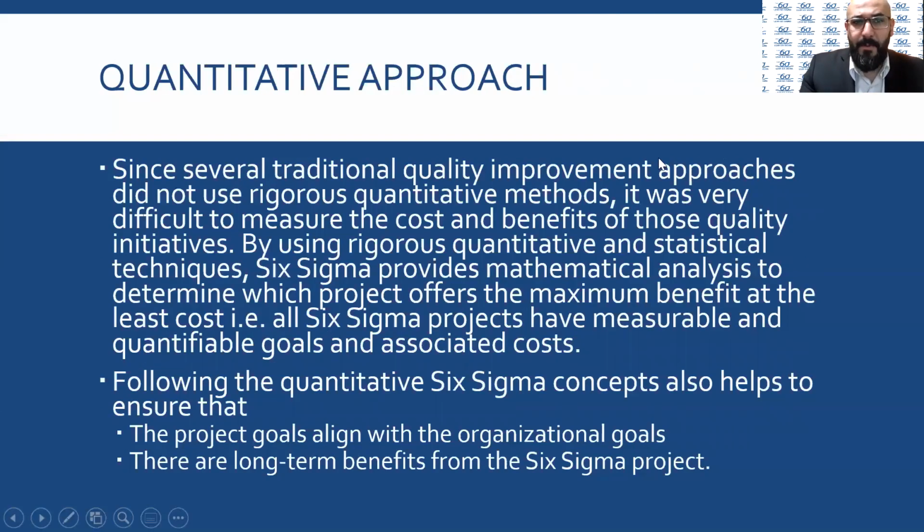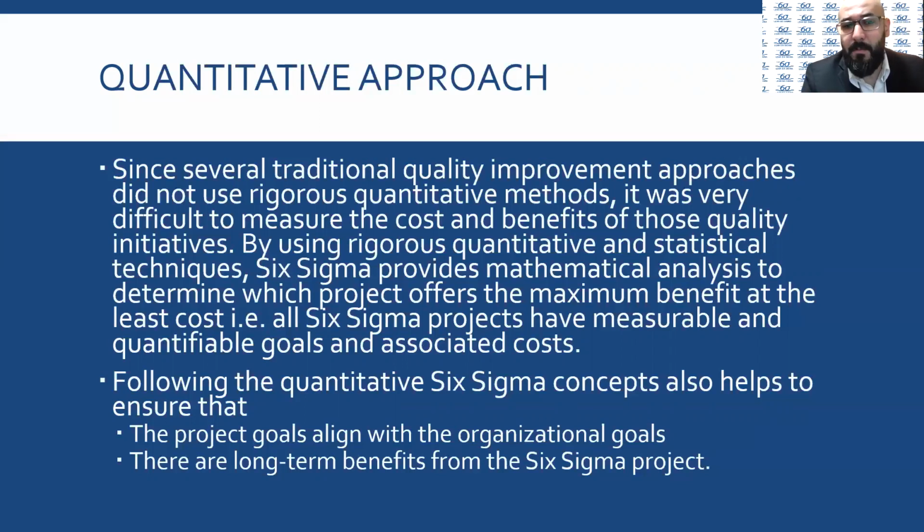It's a quantitative approach. Six Sigma, as I mentioned, is based on data. We cannot make a decision based on opinion. There are several traditional techniques used in the past that used to be good, but there's no standard for that. By using rigorous quantitative and statistical techniques such as Six Sigma, this provides mathematical analysis to determine which project will provide the maximum benefit and revenue for the organization, and reduce the cost as well.